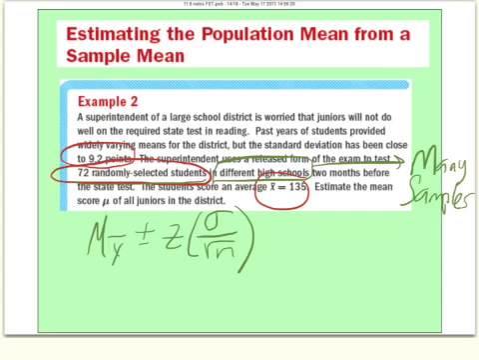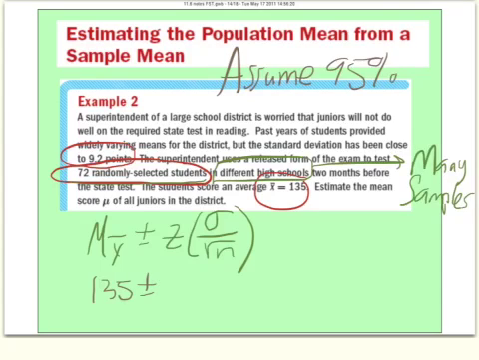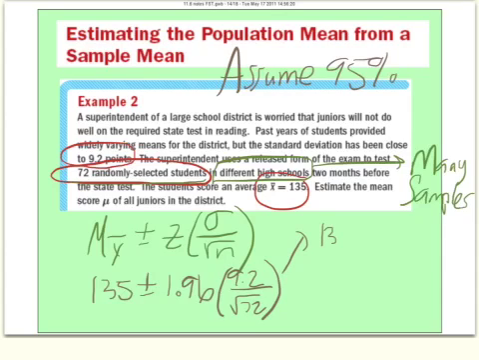Now, the one thing I'd have to ask him is how confident does he want to be? He needs to tell me that. Let's assume he wants to be 95% confident. Okay, so now we can fill this in. All you need to do is put the mean of the score, which is 135, plus or minus the z-score with 95% confidence is 1.96. Standard deviation divided by the square root of our sample size in this case is going to be 72. This is going to give us 135 plus or minus about 2.13.